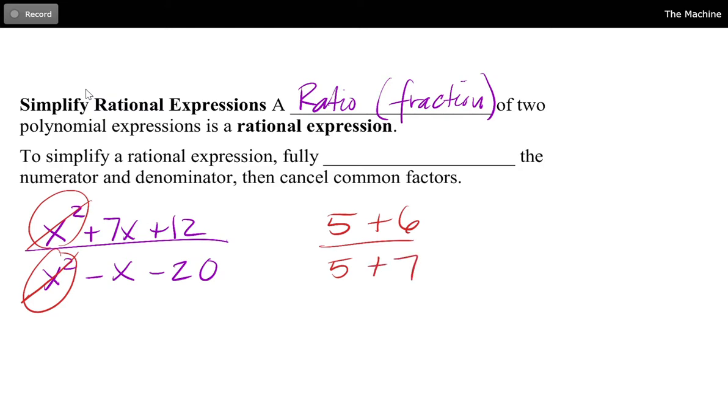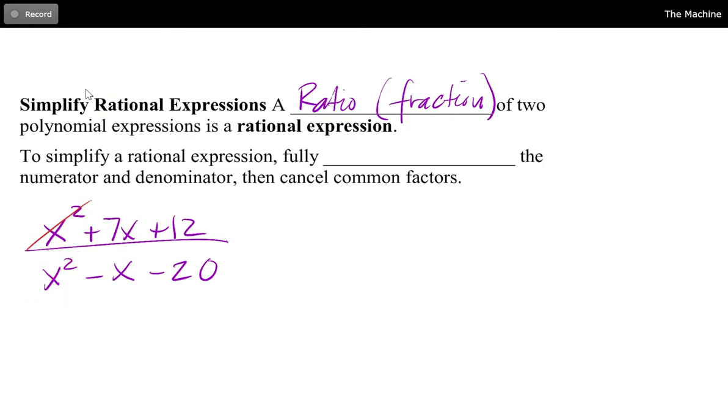So, for example, if I had 5 plus 6 all over 5 plus 7, you should know that you can't come through here and cancel the 5 and the 5 and call it 6 sevenths, right? But if it was 5 times 6 divided by 5 times 7, now you can. Because division is the opposite of multiplication. It's not the opposite of addition or subtraction. So you can't cancel individual pieces that are added or subtracted, but you can cancel things that are multiplied.